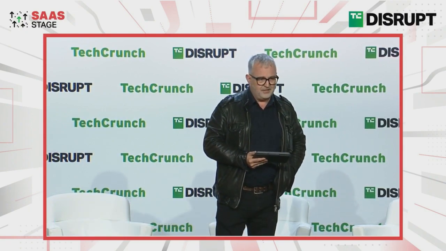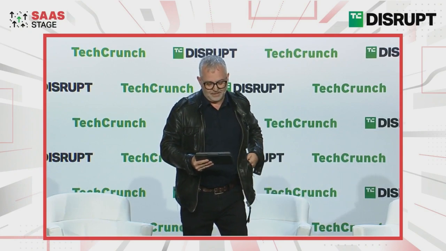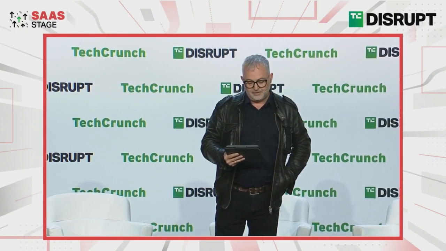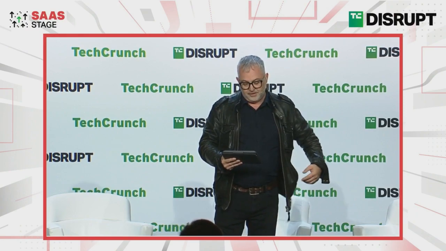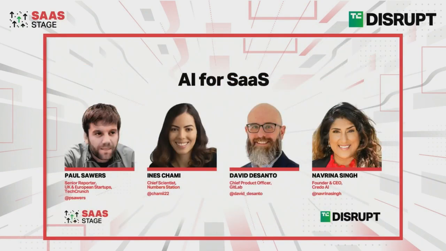But without further ado, artificial intelligence for SaaS. It's a big topic, and AI is clearly going to revolutionize the SaaS sector. And in this session, we're going to hear from Ines Chami from NumberStation AI, David Desanto from GitLab, Navarina Singh from Credo AI, and they're going to talk about how best to apply AI in SaaS. And to lead the discussion is the fantabulous British journalist, Paul Sawyers, my fellow compatriot, ladies and gentlemen. Over to you, Paul.